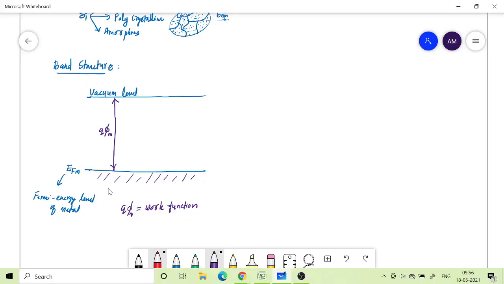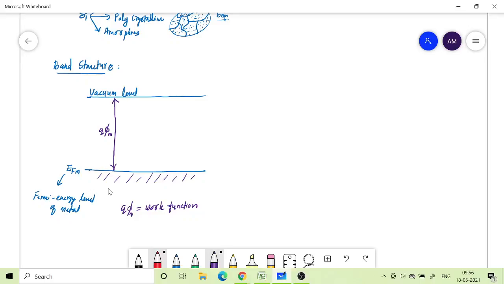If you want to liberate an electron, the topmost occupied energy corresponds to EFM, so you need to apply a work of q phi m in order to make it go into the vacuum, that is, to liberate the electron. Work function is the amount of energy that you need to give an electron to make it go out of the material. That basically describes the band structure of the metal, which is quite simple.